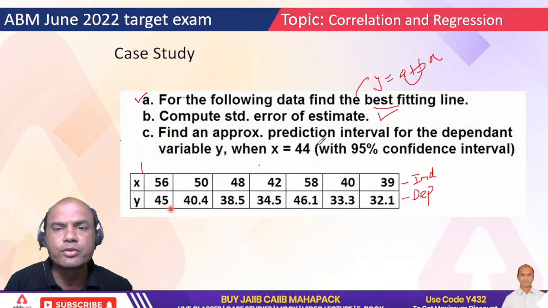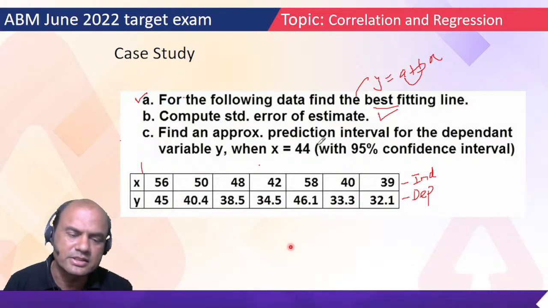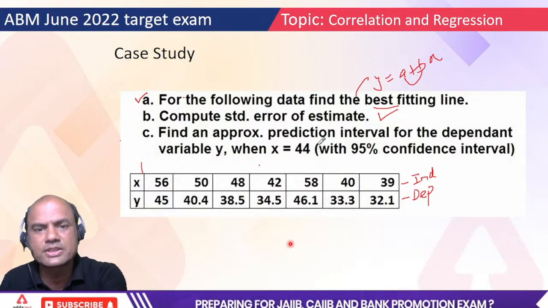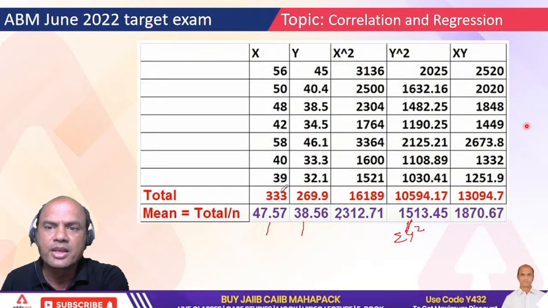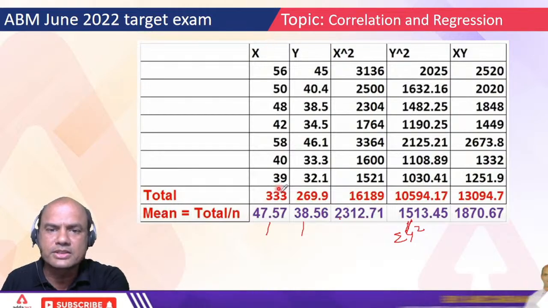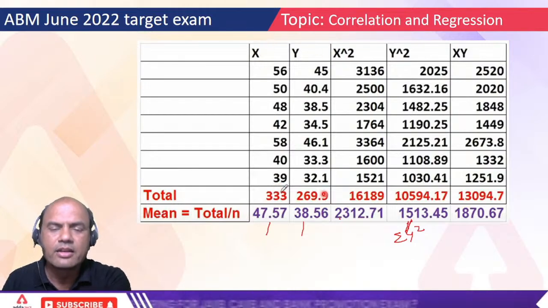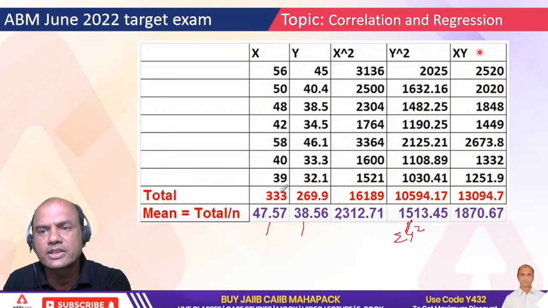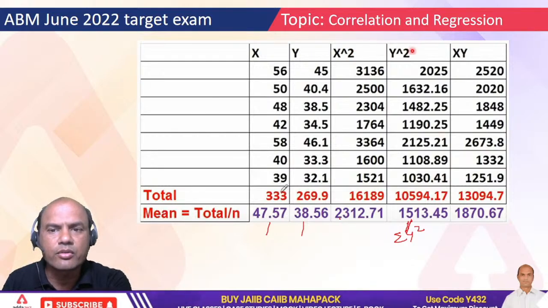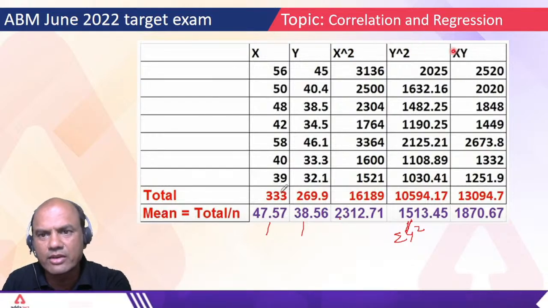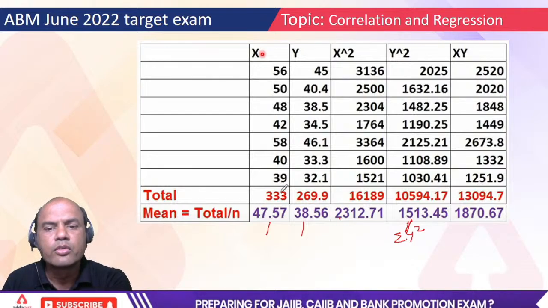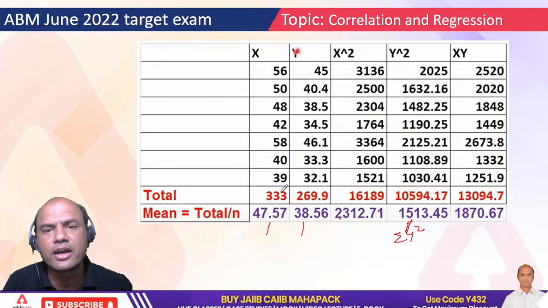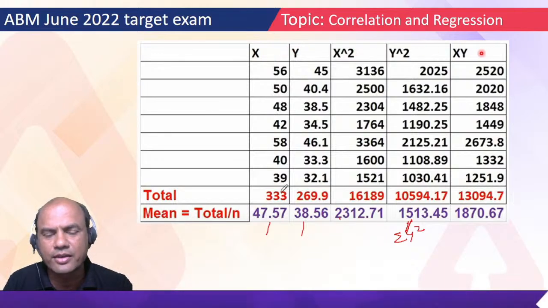Now I'll give you a few thumb rules for solving the correlation case study. The first thumb rule is always draw the table. Which table? This is the table. See this. Plot it column-wise: x, y. Then draw x square, then y square, then xy. X square, y square, xy. Never forget this rule. The first step for solving a correlation problem is always x, y, x square, y square, xy.